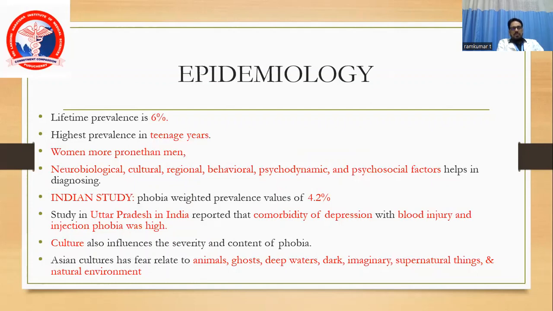Epidemiology. Lifetime prevalence is 6%, with the highest prevalence in teenage women, who are more prone than men. Neurological, cultural, regional, behavioral, psychodynamic, and psychosocial factors help in diagnosing. In an Indian study, the weighted prevalence of phobia was 4.2%. A study in Uttar Pradesh in India reported that comorbidity of depression with blood injury and injection phobia was high.